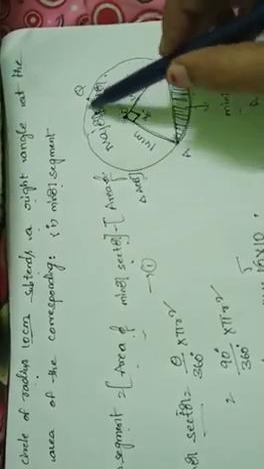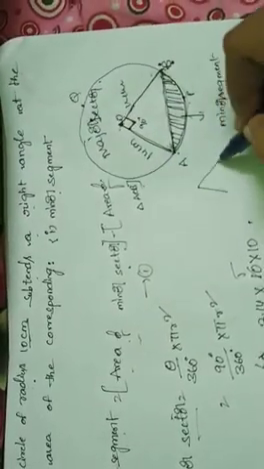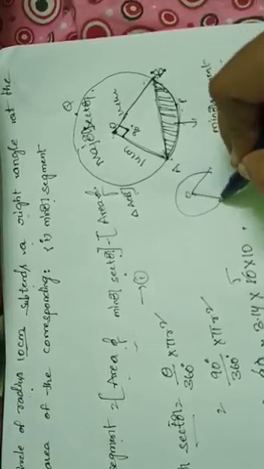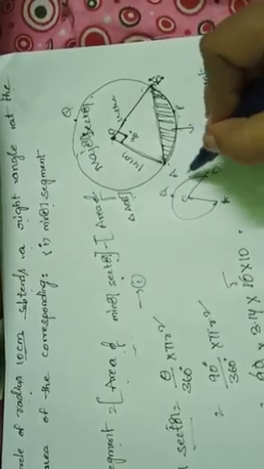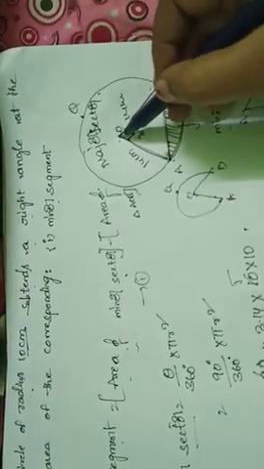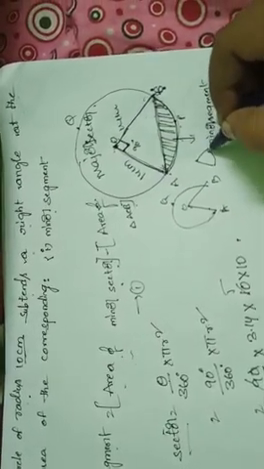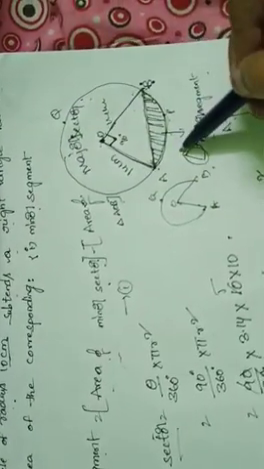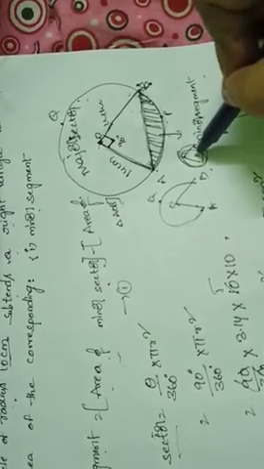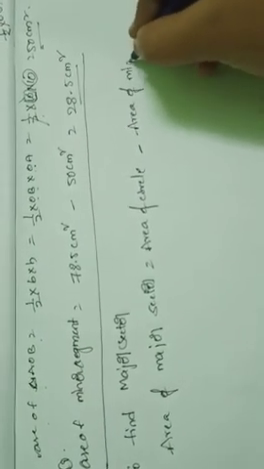Here we want only major sector area. Here major sector is OAQB. We want only this part area. So we don't want minor sector. We don't want this part. So area of the circle minus this part area. This is minor sector. Okay, area of circle minus area of minor sector.